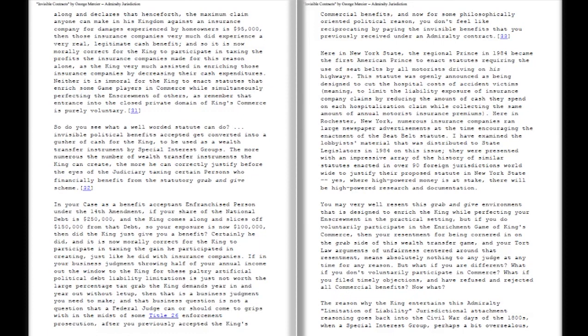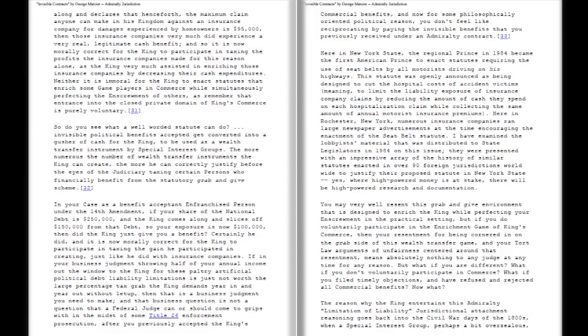If in your business judgment throwing half of your annual income out the window to the king for these paltry artificial political debt liability limitations is just not worth the large percentage tax grab the king demands year in and year out without let up, then that is a business judgment you need to make, and that business question is not a question that a federal judge can or should come to grips with in the midst of some Title 26 enforcement prosecution, after you previously accepted the king's commercial benefits, and now for some philosophically oriented political reason, you don't feel like reciprocating by paying the invisible benefits that you previously received under an admiralty contract.